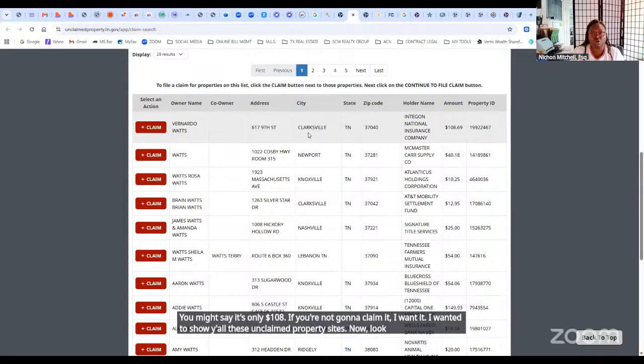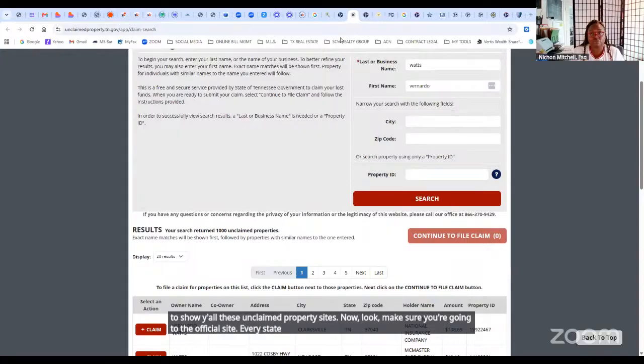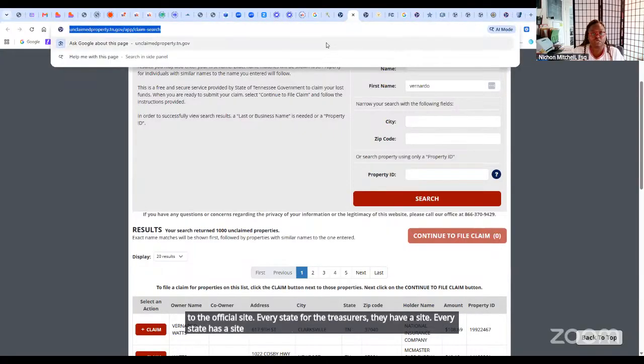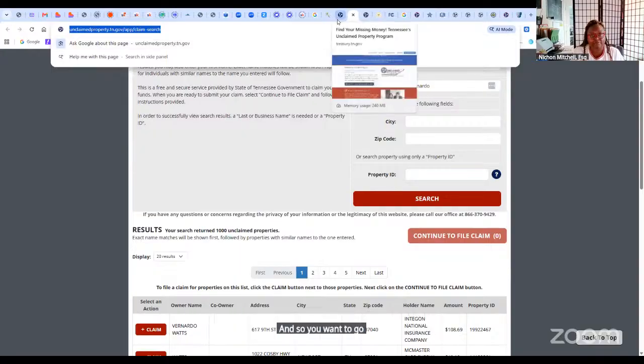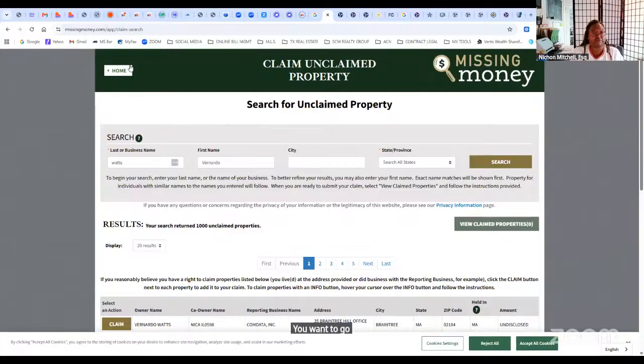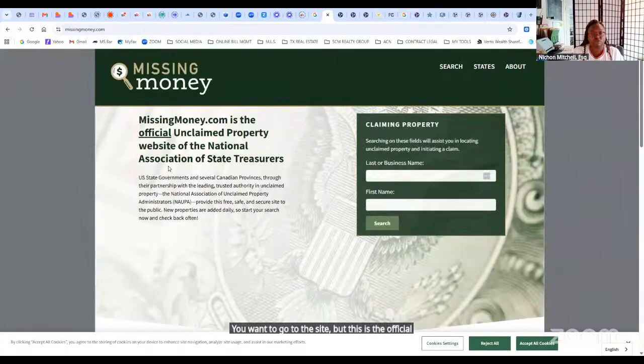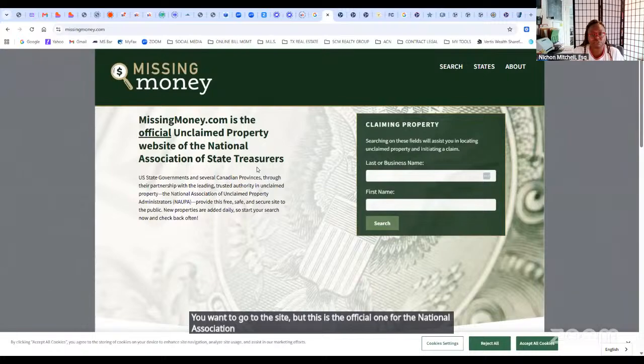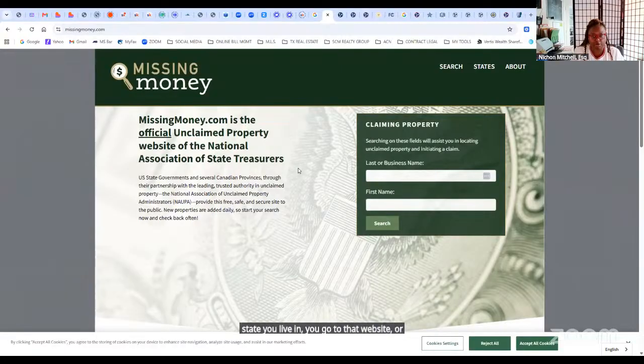Now look, make sure you're going to the official site. Every state has a site for the treasurers. Every state has a site, and so you want to go to that site. This is the official one for the National Association of State Treasurers. It's the state treasurer in whatever state you live in. You go to that website, or you can come here.